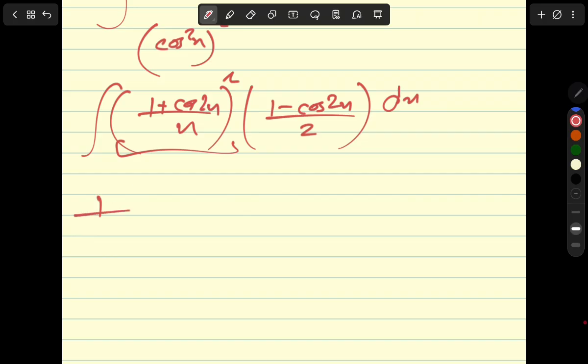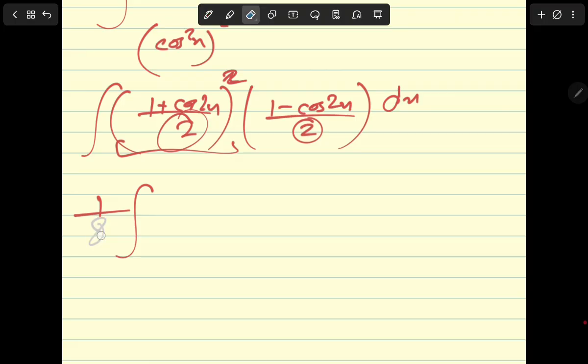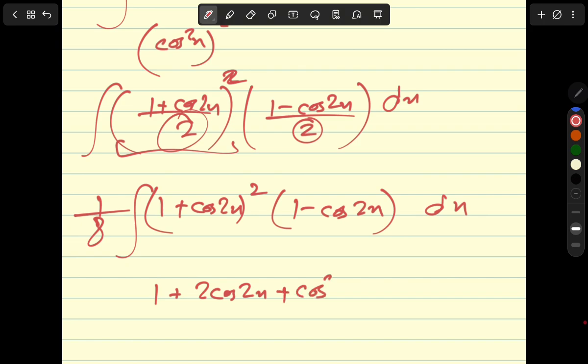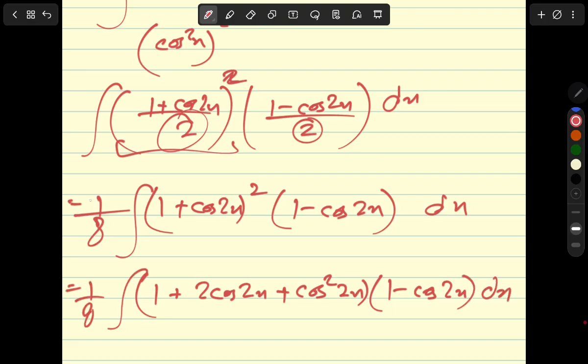So this was a 2. So you take this outside and you also take this outside. So this becomes 1 upon 8. This becomes 4 because it gets squared. So now you have (1 plus cosine of 2x) whole squared times (1 minus cosine of 2x), right? So this becomes 1 upon 8 integral of (1 plus 2 cos 2x plus cos squared 2x) times (1 minus cos 2x) dx.